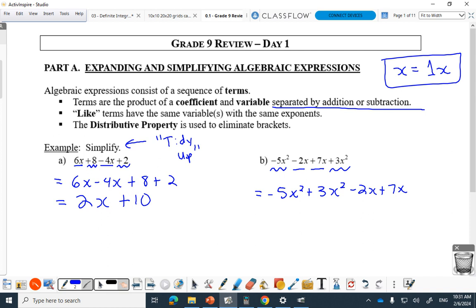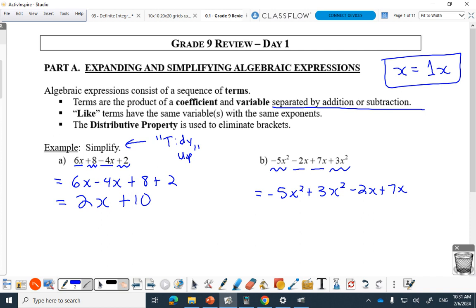Negative 5x squared plus 3x squared. I don't know what x is. But let's just pretend x was 10 for just a second. This really helps in understanding variables. If x was 10, then x squared is 100. So this is negative 500, and this is positive 300. I can put those together. They're both the same type of stuff. They're both 10 squareds. And it works if I say 100 squared.